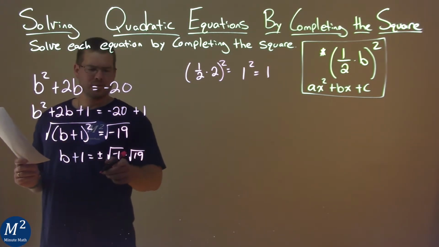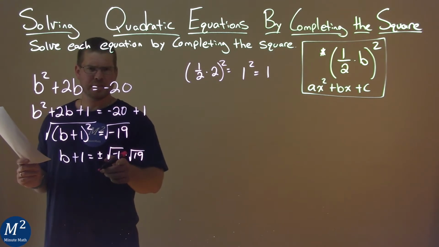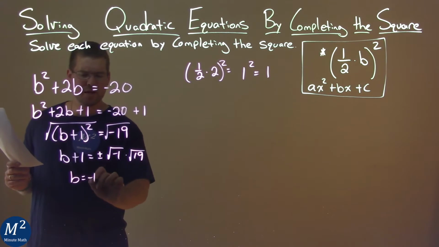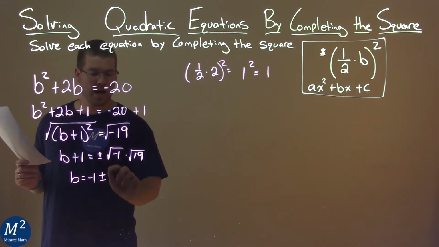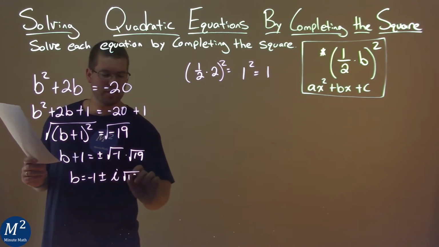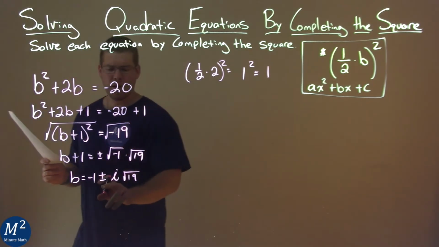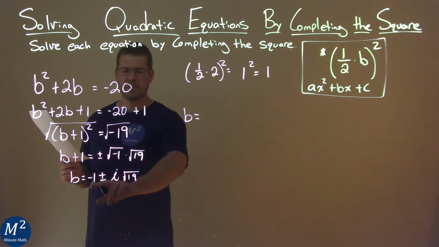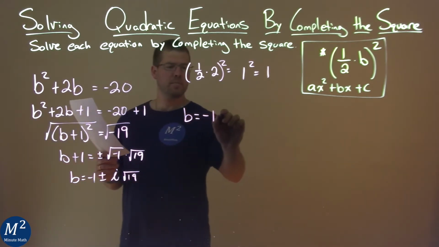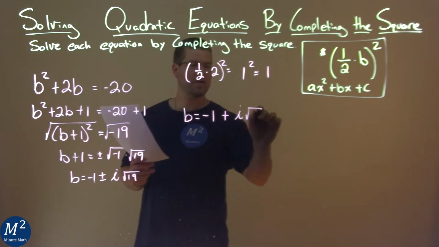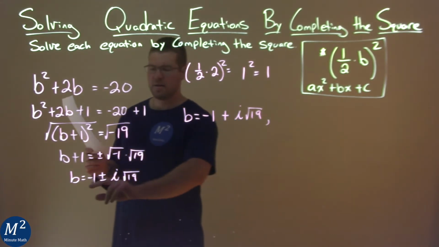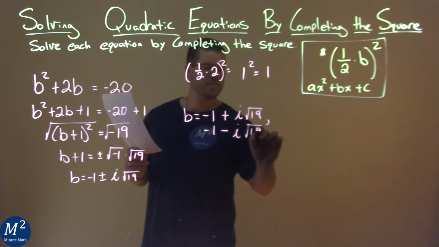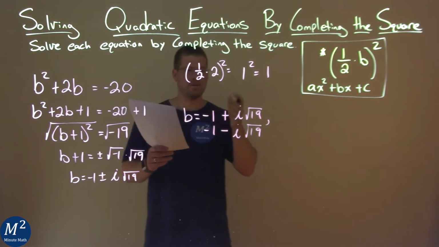Well, the square root of negative 1 we know is i, okay? And so if we subtract a 1 from both sides, we have a negative 1 plus or minus that i times the square root of 19. We now have a plus or minus going on. So let's go deal with each one. Let's write the first one, negative 1 plus i square root of 19, and negative 1 minus i square root of 19, and those are our final answers.